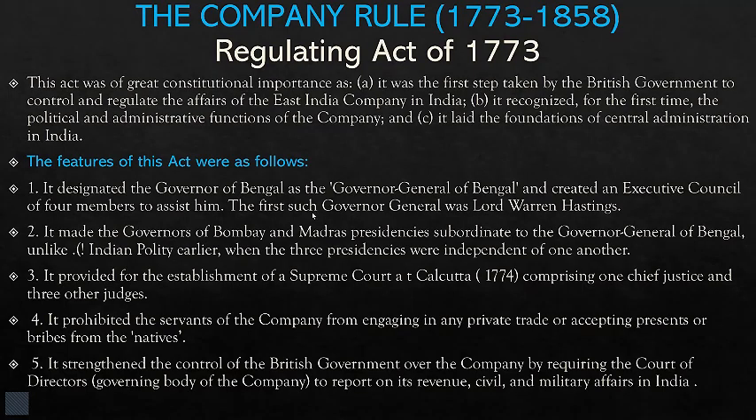Fourth, it prohibited the servants of the company from engaging in any private trade or accepting presents or bribes from the natives. Earlier, before the Regulating Act of 1773, the servants were taking bribes, doing private trades of their own, and taking presents from the natives to do the job, and so there was corruption.